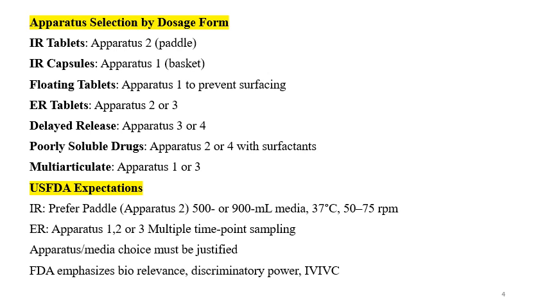Apparatus selection by dosage form. So apparatus selection depends on the formulation design. Generally IR tablets are tested by apparatus 2, that is paddle apparatus. IR formulations like capsules, which may be gelatin capsules or HPMC capsules, are tested using the basket apparatus. Floating tablets are tested using basket apparatus to prevent the floating or surfacing. ER formulations are tested with apparatus 2 or 3.